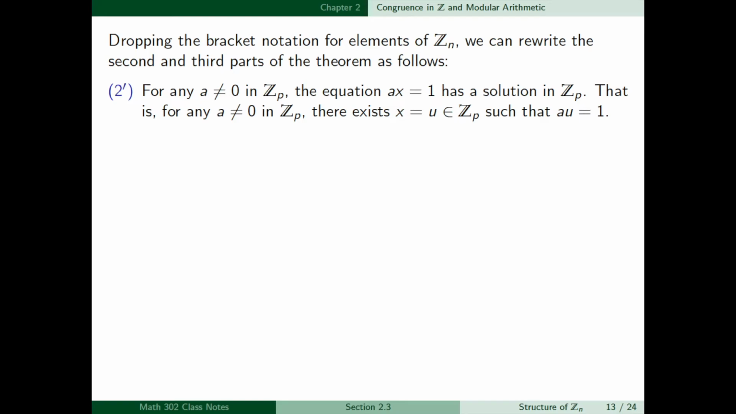That is, for any a not equal to 0 in Z sub p, there exists an element x equals u in Z sub p, such that a times u is equal to 1. And then condition 3 prime, the zero factor property, states for all a, b in Z sub p, if a times b is 0, then a is 0 or b is 0.